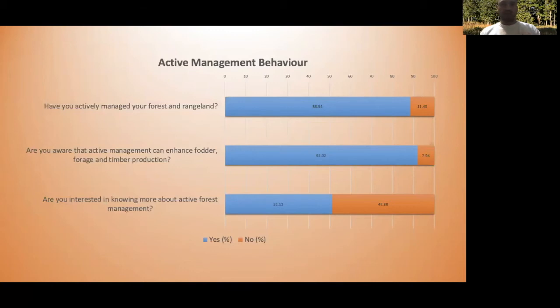Similarly, we asked if they were familiar with the fact that active management can enhance fodder, forest, and timber production. And 92% of the respondents said yes, which is close to the percentage of landowners who are actively managing their land. When we asked if they are interested to know more about active forest management, about 51% of the respondents said yes. This reflects the interest in new active management tools for the management of the ecosystem, the importance of extension materials, and the opportunity to disseminate knowledge about active management among landowners through research activities and extension.